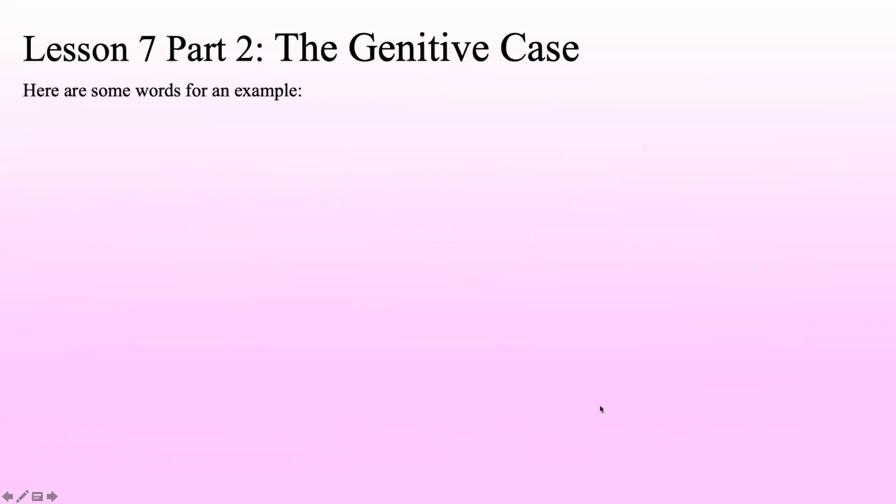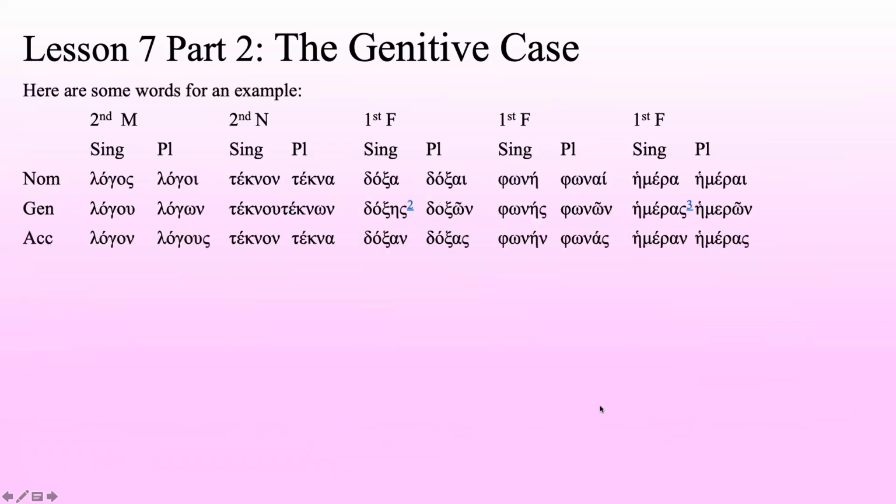So here are some words for an example. All right, so second declension masculine. We have lagos, lagu, lagon, lagoi, lagon, and lagus. For second declension neuter, we have teknon, teknu, teknon, tekna, teknon, and tekna. So again, we see the u endings, and then we see the own endings.